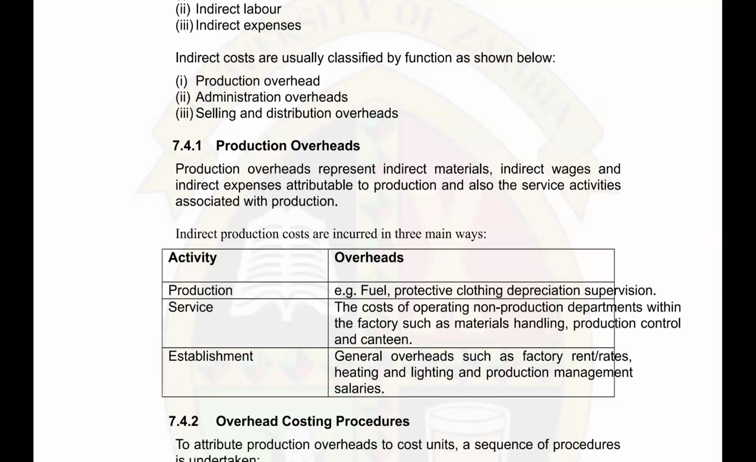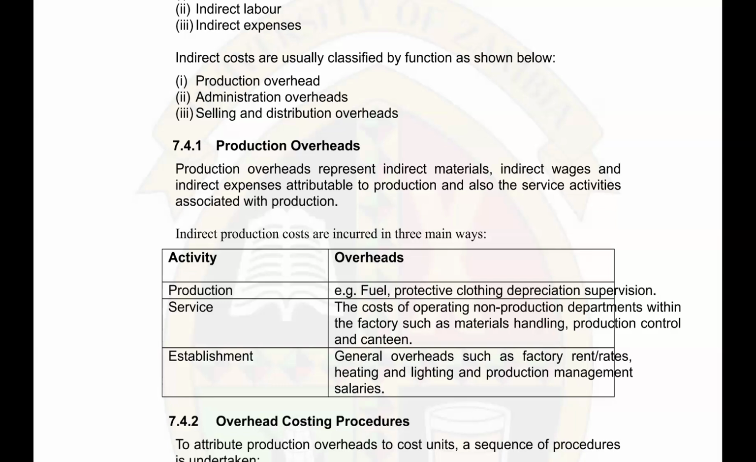in the process of production, right? You also have administration overheads, and the selling and distribution overheads. The selling and distribution overheads take place outside the factory. So therefore, they are non-factory overheads.